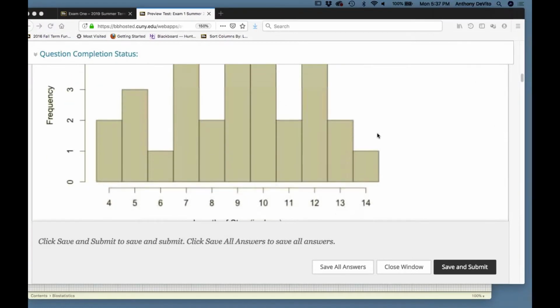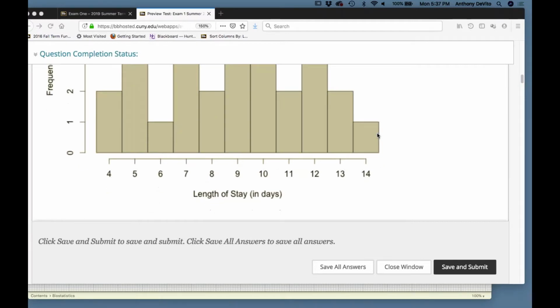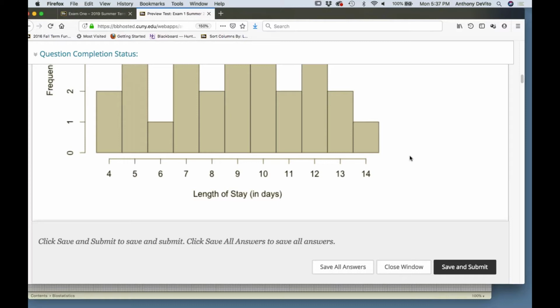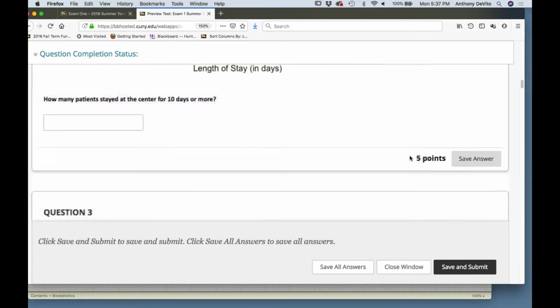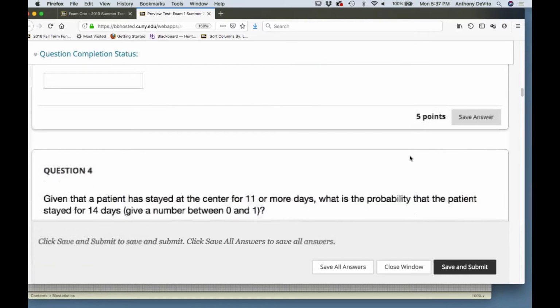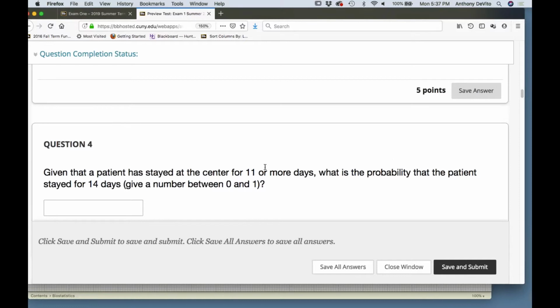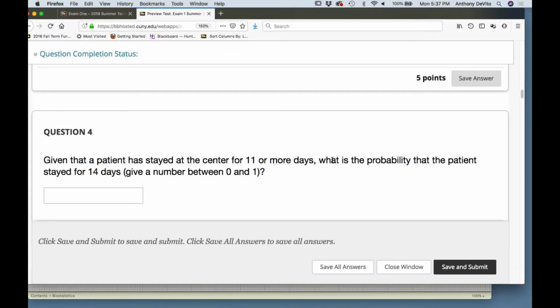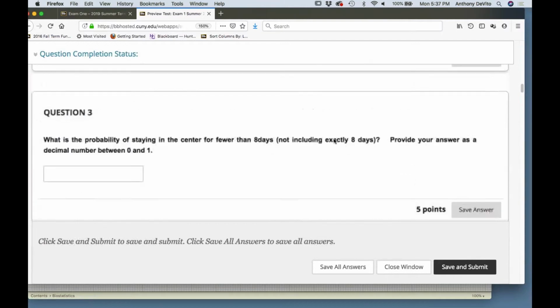Okay, the histogram always seems to make people uneasy. Did you guys here have any trouble with the histogram? No? Okay, good. The only thing that might be a little bit of a curveball is this idea of conditional probability. Given that a patient has stayed for 11 days or more, what's the probability that that patient stayed for 14 days?